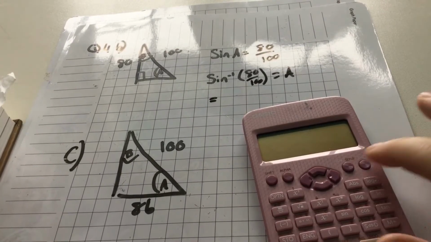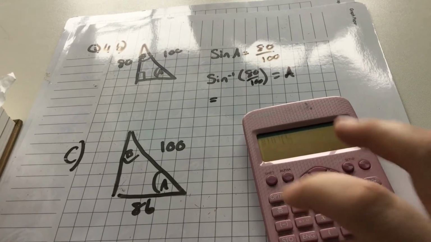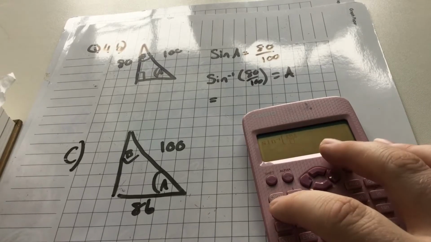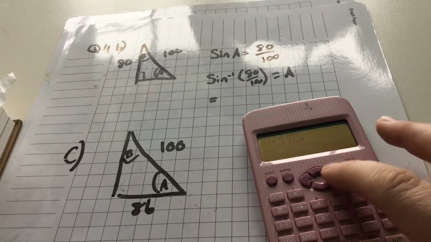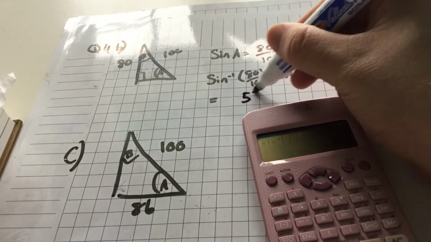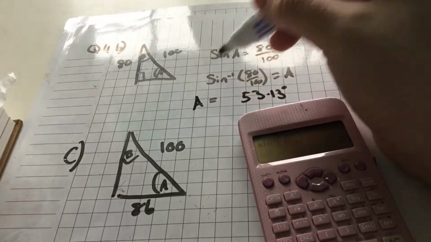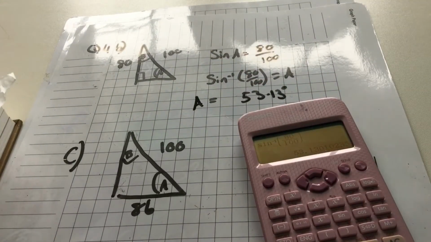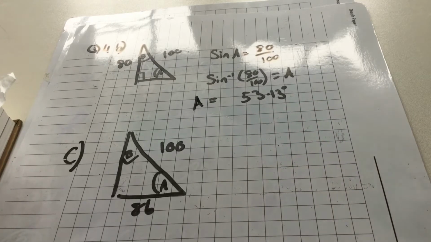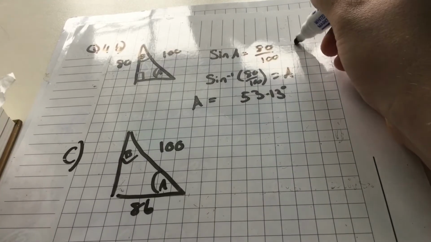Calculator. Shift sine for sine inverse, fraction 80 over 100, close the bracket, and it's 53.13 degrees. That is A. Now we then want to find B.